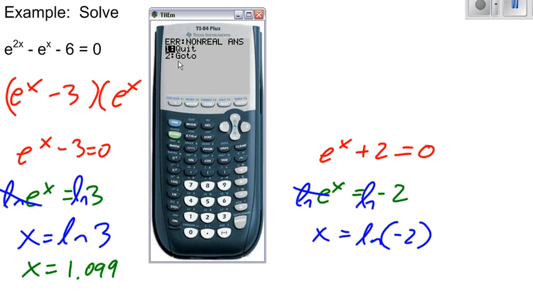You'll notice that you get an error, because if you remember back to our domain of logs, the domain has to be greater than 0. So we can't plug a negative 2 into a log. If you're ever not sure why you're getting an error, click the Go To button, and it moves the cursor to the spot, and since it's right there by the negative 2, that's your issue.